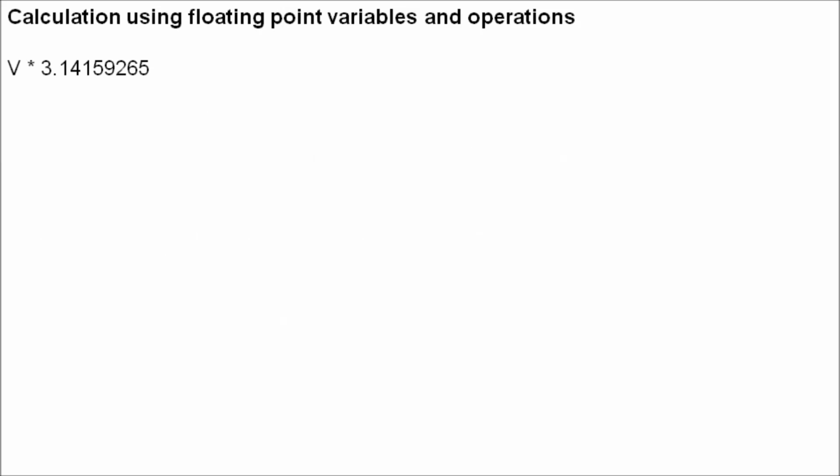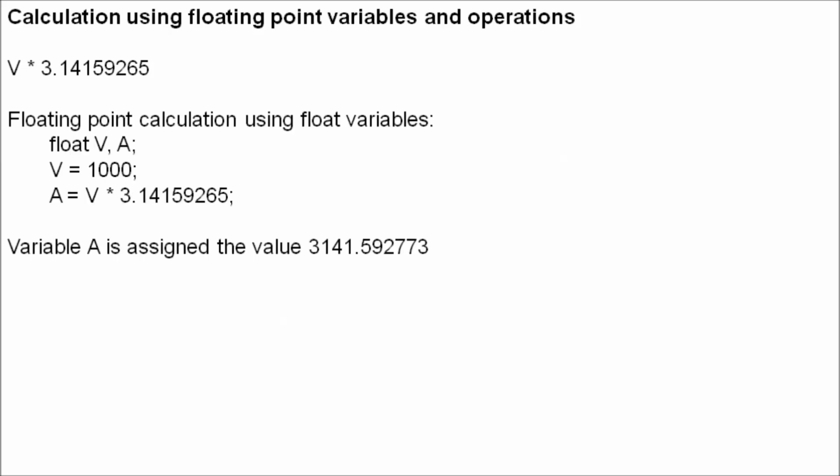Starting with the basics, let us consider a simple formula for multiplying a variable with the constant pi. In this example, the float value contained in variable v is multiplied with the literal constant using a floating point multiplication operation, and the result is assigned to floating point variable a.